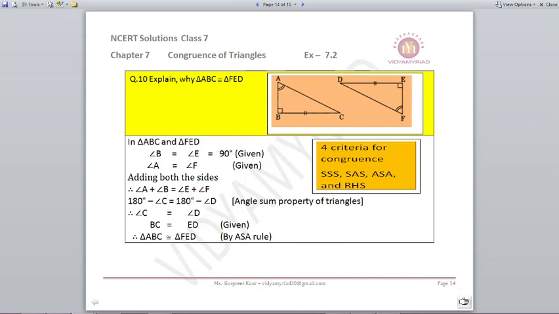You have angle B and angle E equal. You have angle A equal to angle F. That means angle C and angle D will also be equal. If two angles of a triangle are equal, then the third angle will also be equal using angle sum property, which means angle C will be equal to angle D. If I have done it like this, it means you have angle B equal to E, angle. You have BC equal to DE, side. So C is also equal to D, angle. Angle, side, angle. So by ASA criteria, the triangles are congruent.